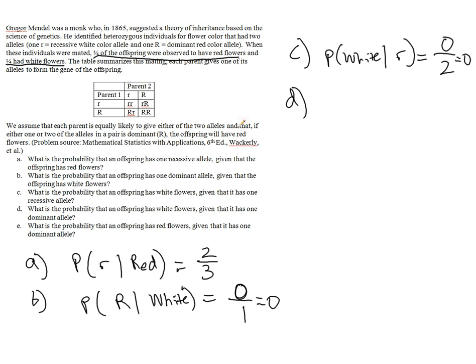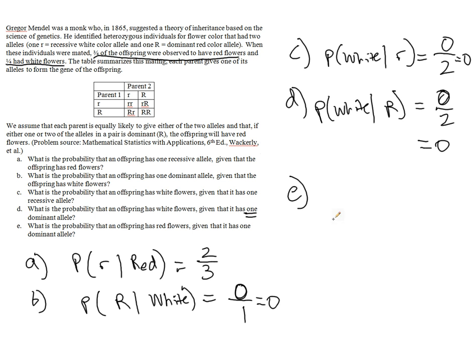In letter D, what is the probability that an offspring has white flowers given that it has one dominant allele? Well, this is almost the same thing, except in this case the number that have one dominant allele is 2, so we're looking for the capital R's. This guy has 2 capital R's, so that's not what we're talking about. We're saying it has one dominant allele, and of those, 0 of them have white flowers, because if you have a dominant allele, then that guarantees that you're going to have red flowers.